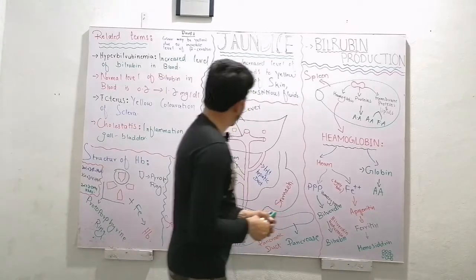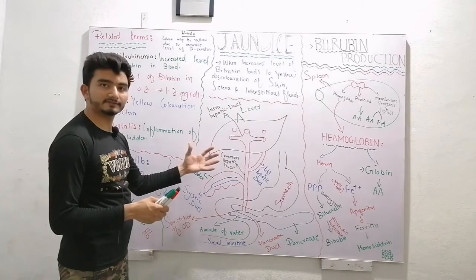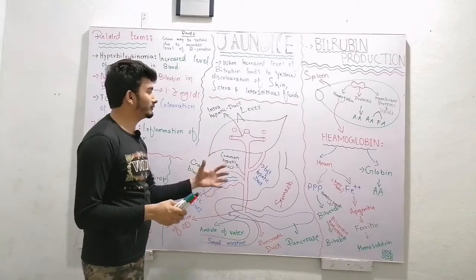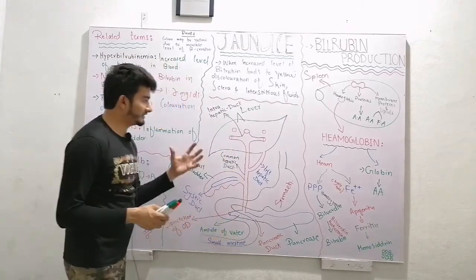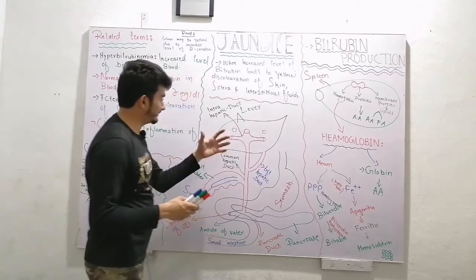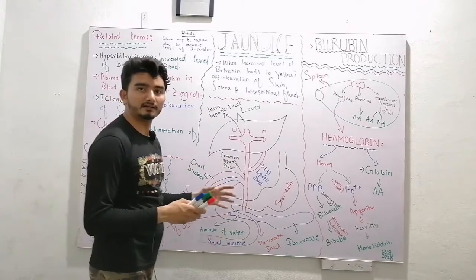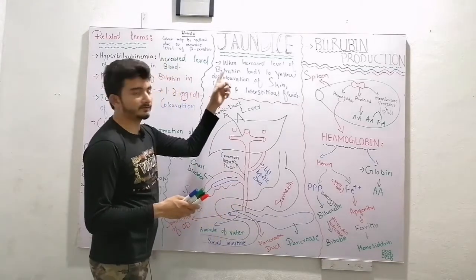This is a little bit of physiology related to jaundice. I mean, we should explain the physiology. If we take a brief discussion of the physiology of the liver, gallbladder and all these things, we will easily reach the concept of jaundice.